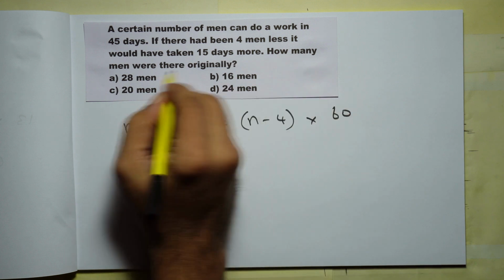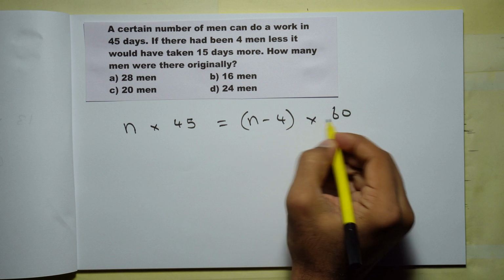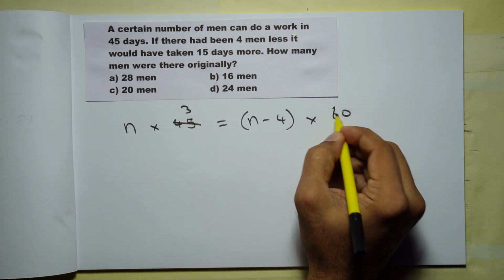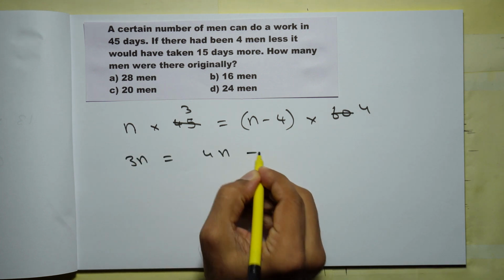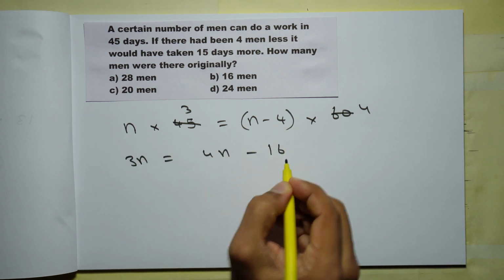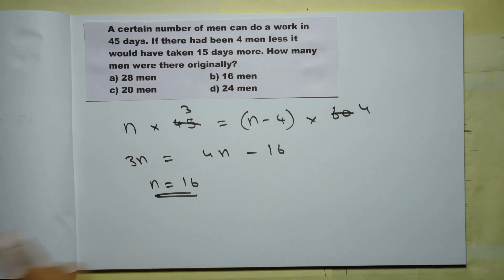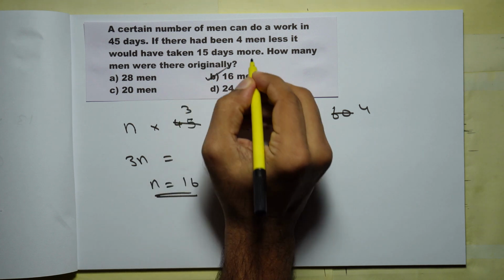The question is how many men were there originally? n is what we need to find out. So we can find out using this equation. Here 15 divides 3 times, 15 divides 4 times. So you will get 3n is equal to 4 into (n minus 4), which is 4n minus 16. So n you will get it as 16. So n is the original number of men, that is 16 men. So option B, 16.